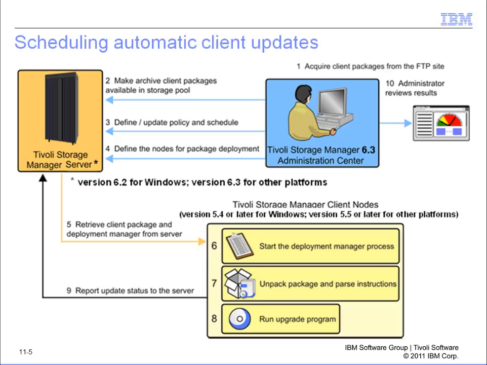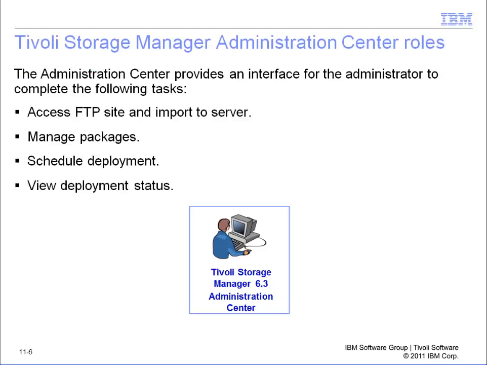Next, your client is going to retrieve the client package, this is the archive package, and the deployment manager from the server. This is a scheduled operation. Then, on the client, the deployment manager is going to start the process. It will unpack and parse the instructions and run the upgrade. When it has completed, it's going to report back to the server that the deployment has completed. The server will then notify the administration center where you can review the results. So we're going to break this down by component to see what the role is.